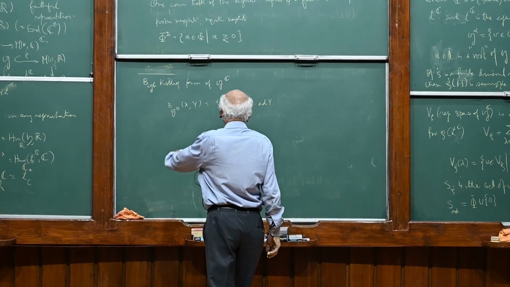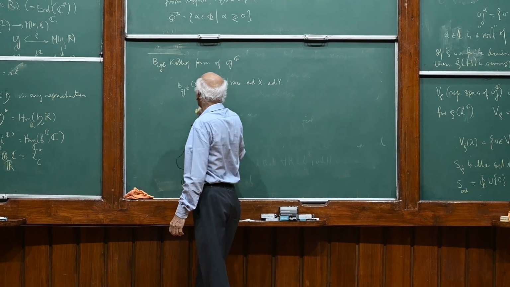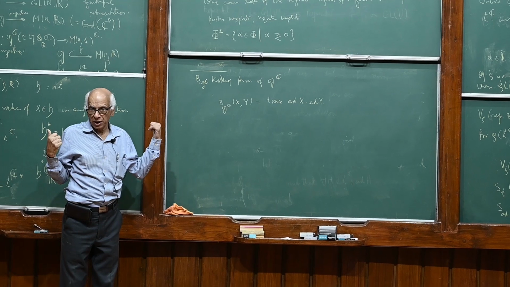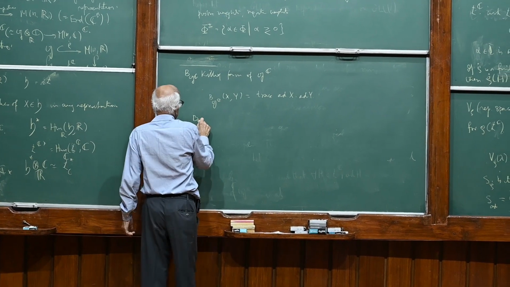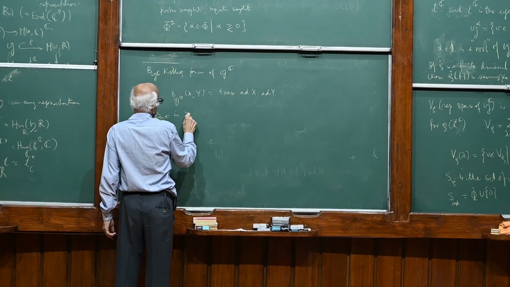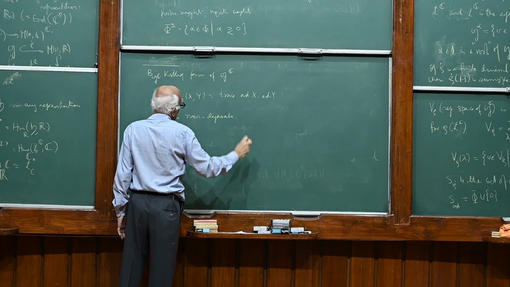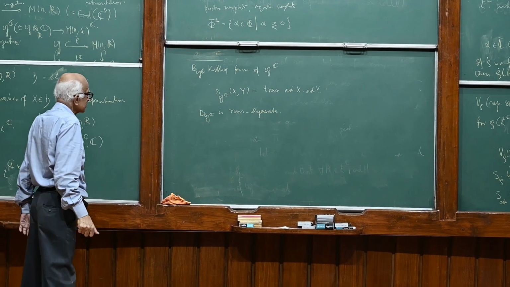Anyway, B is the trace of ad X ad Y. It's a symmetric bilinear form. And we know, since g is semisimple, this is not degenerate. The so-called Cartan theorem tells you that B_{g^C} is not degenerate.